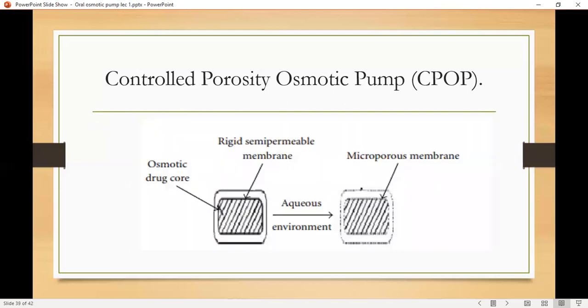These are the diagrams of the controlled porosity osmotic pumps. This is the microporous membrane. You can see the rigid semi-permeable membrane and the osmotic core, and after that, by absorbing water, the microporous membrane is produced, and this microporous membrane then facilitates the release of the drug throughout its surface.